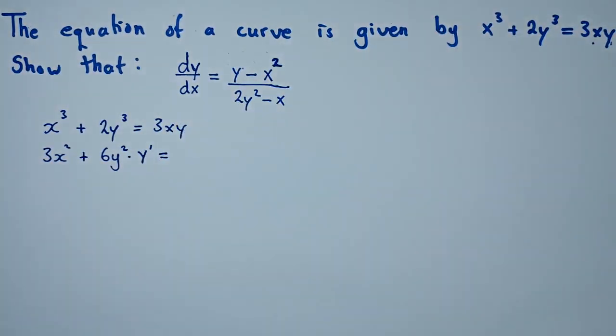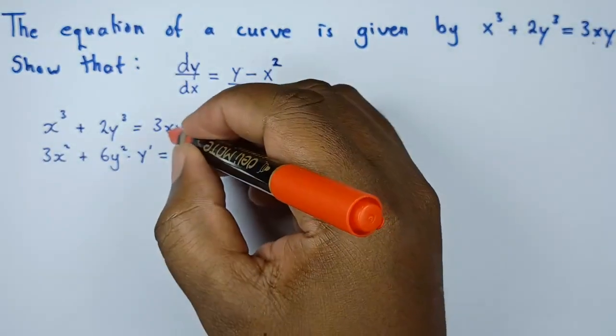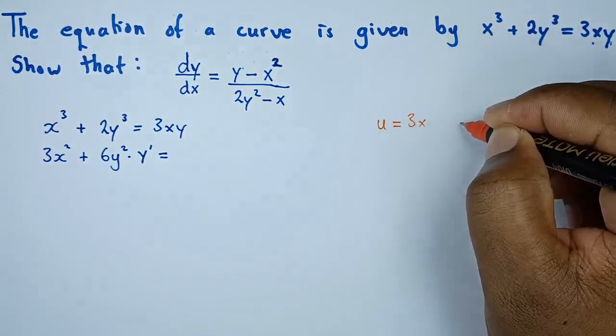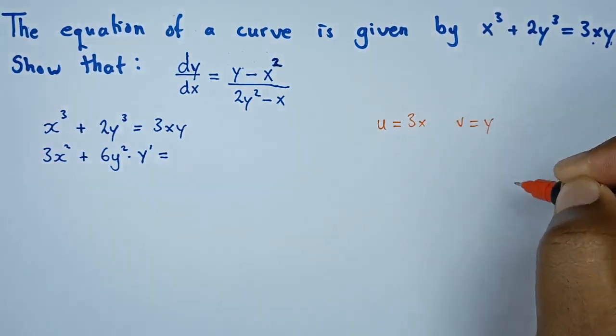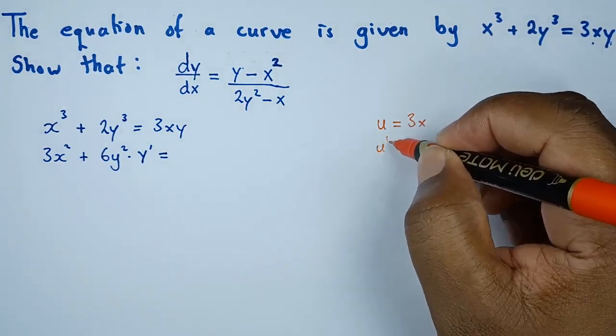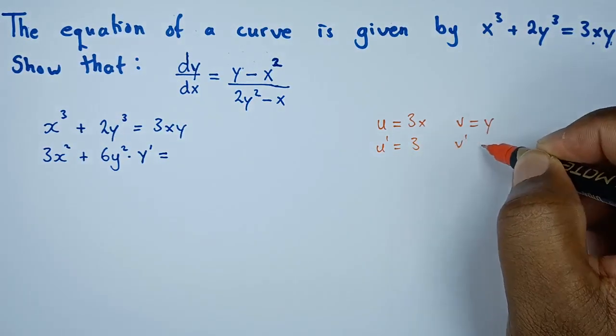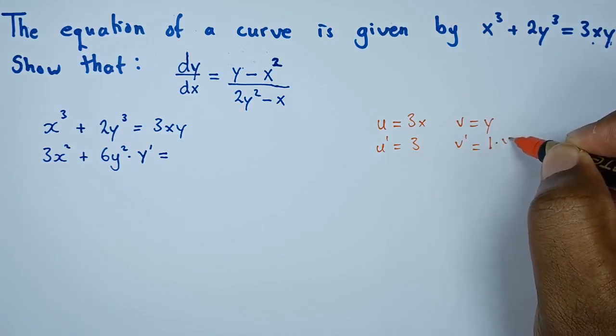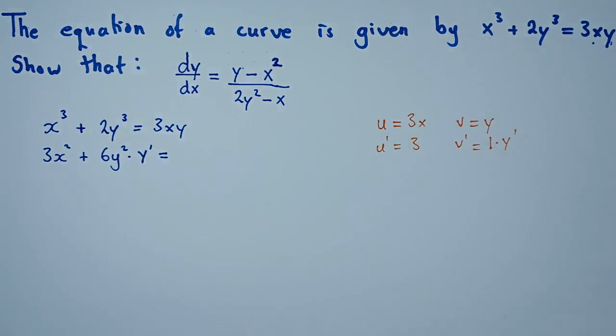On this other side, we have x and y multiplying. So like I said, for this side, we're going to use the product rule. The product rule that we're going to be using is the first function, which is our u, let's get 3x, then v, let's get y. So what's the derivative here? U prime is simply 3, v prime is simply 1 multiplied by dy dx. Remember what I said, when you differentiate with respect to y, you always have to multiply that derivative with dy dx, or y prime in this case.